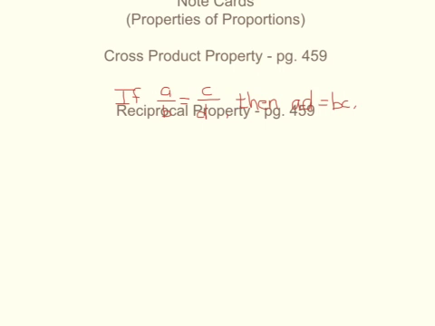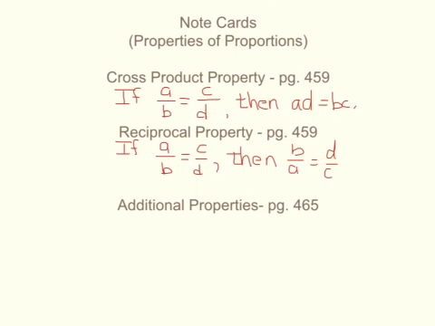Okay, some of the properties that you'll want to get down for your note cards. First one is the cross product property, and that's on page 459. That one says if A over B equals C over D, then we can cross multiply and those two will be equal. So A times D will equal B times C. Next property is the reciprocal property on page 459. It says if A over B equals C over D, then B over A equals D over C. So remember, reciprocal is just flipping the fraction over. So basically the reciprocals are also equal to each other.